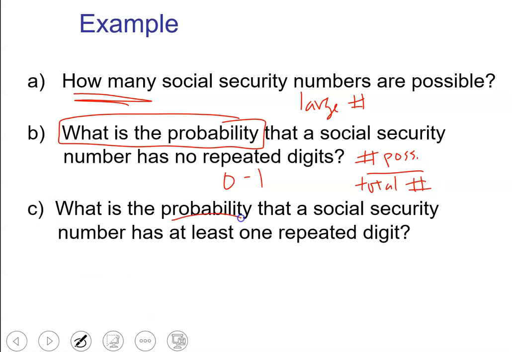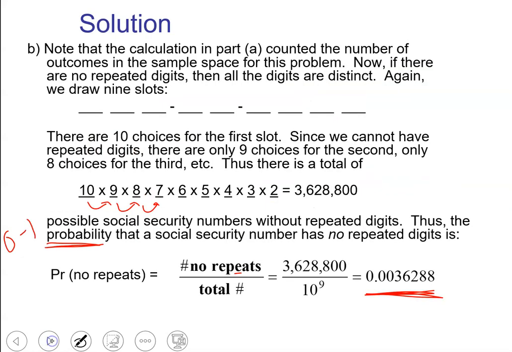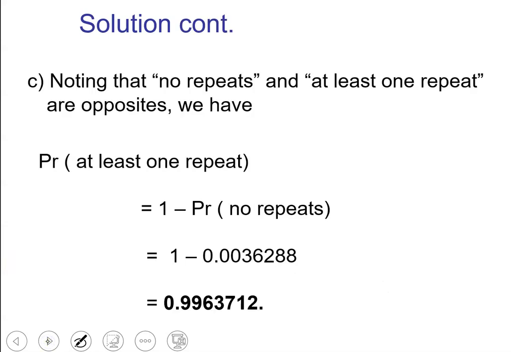Okay, so this third part is a probability again. So what's the probability that a social security number has at least one repeated digit? We have to figure out how many possibilities there are for at least one repeated digit divided by the total number, which is what we had in A. So this is part A, this is part B, part C.